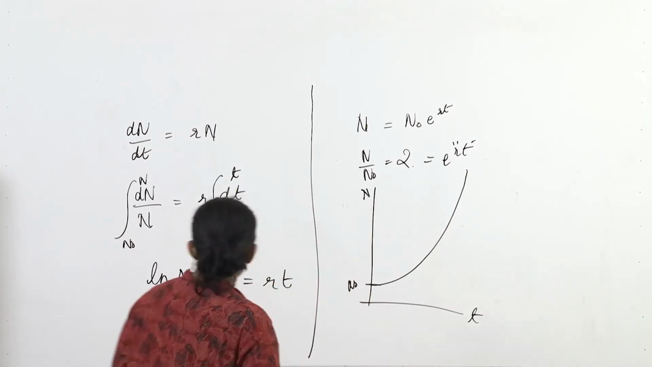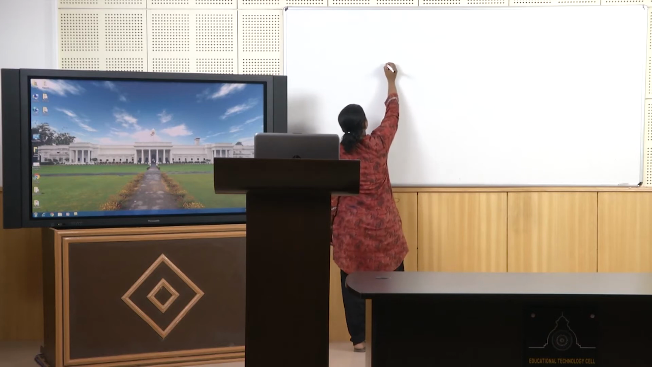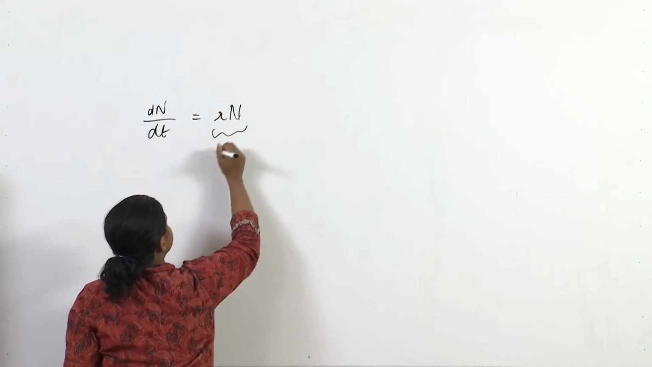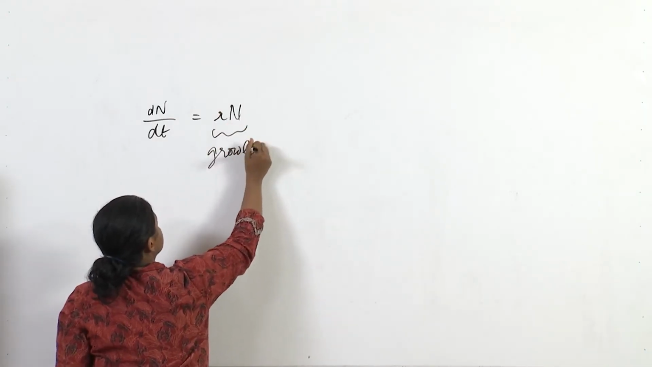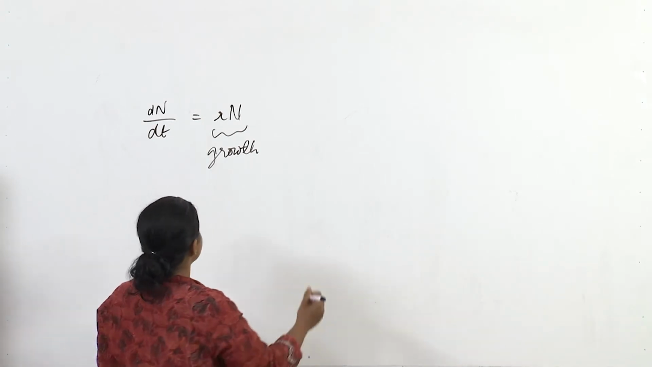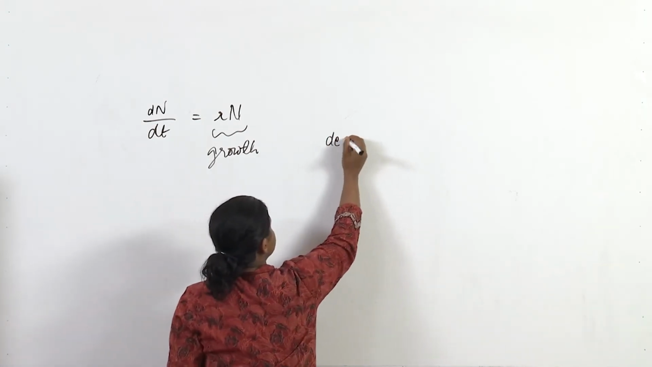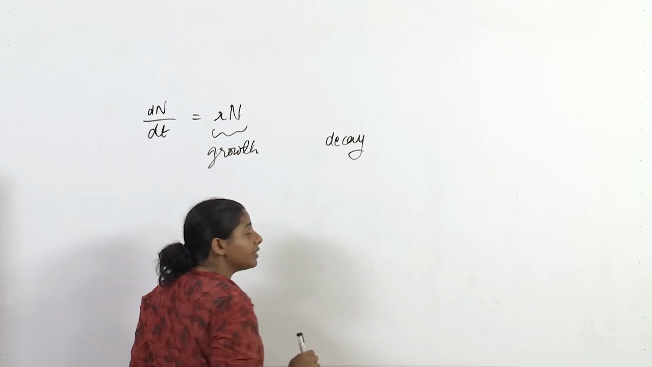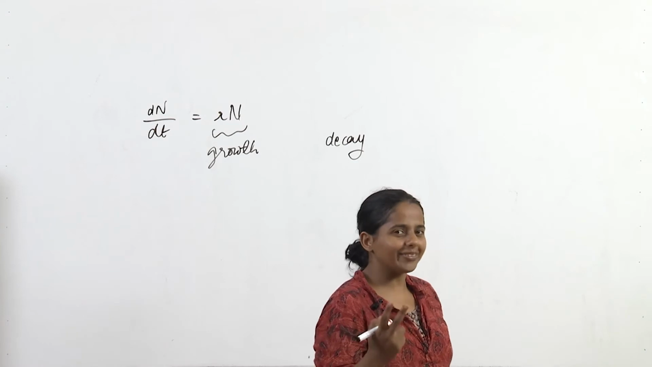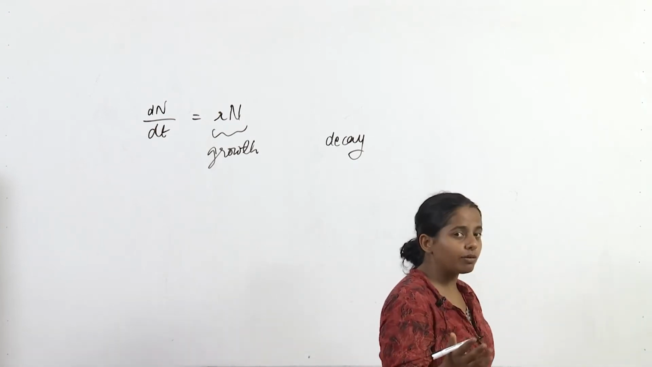So let's do that. Our original model looked like this: dN by dt is equal to rN, right? And this is our growth term. And as I mentioned just now, we need to add a decay term. So in order to add a decay term, let's think about it. What will our decay depend upon? I know it will depend on two things, but let's explore what it will depend upon.